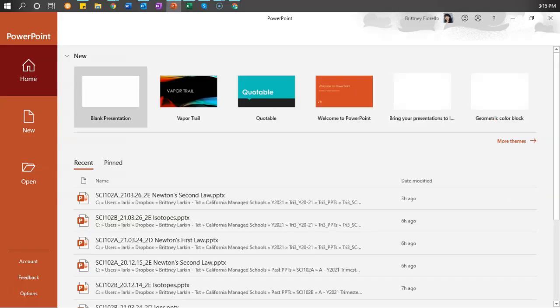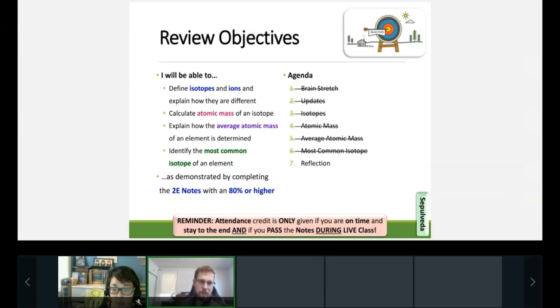All right, so good job, everyone. Great job today. We just learned how to define isotopes and ions. We learned how to calculate the atomic mass, find the average mass, and we learned how to name an isotope using that most common mass from that mass that you see on the periodic table.